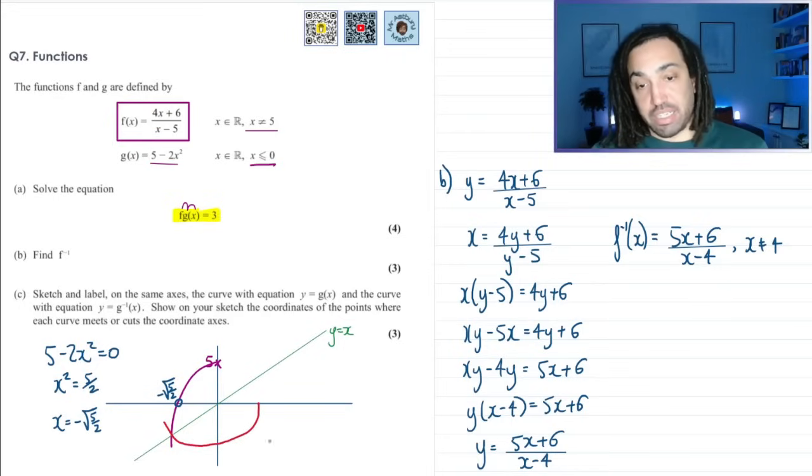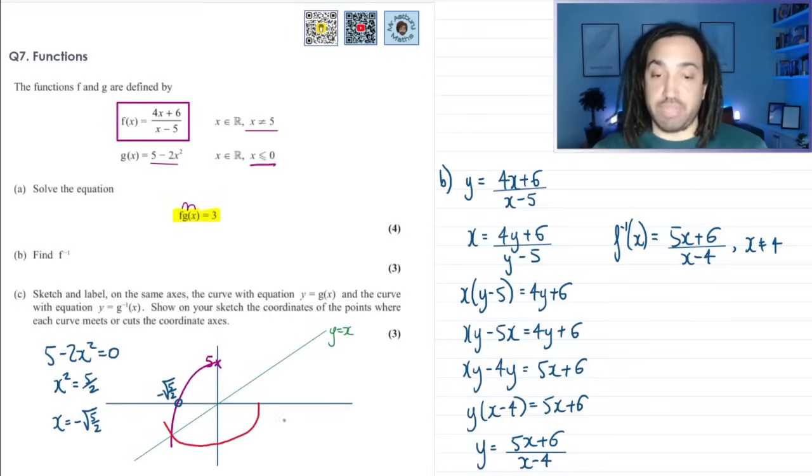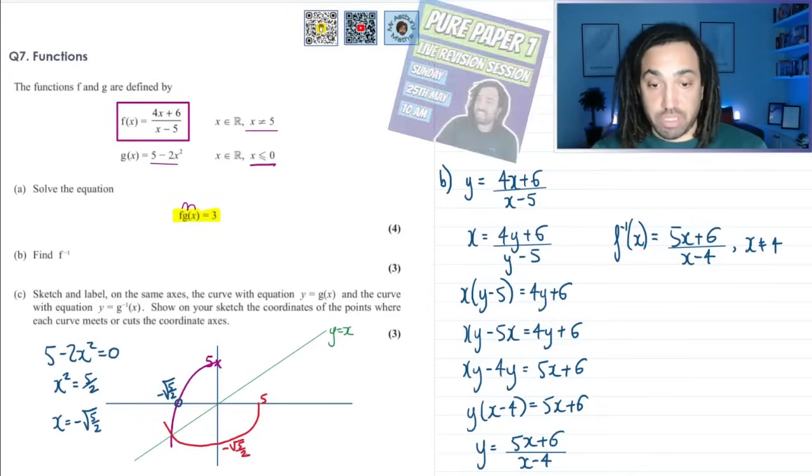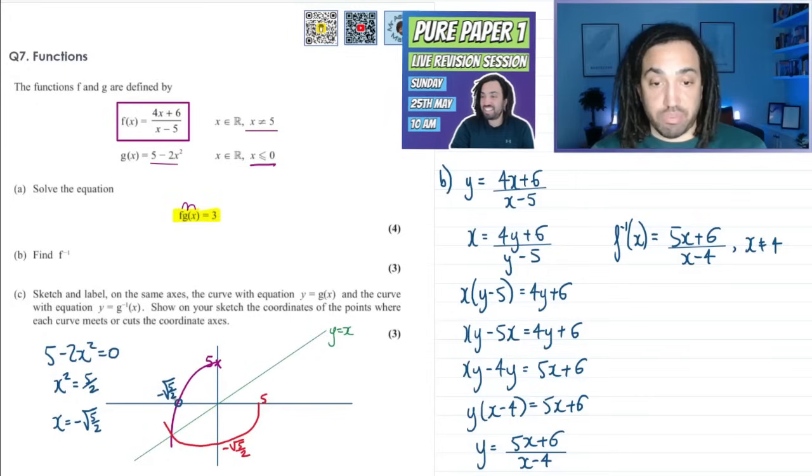And then like this. So that looks like a good reflection to me. So this point here will be 5, is the reflection of this point here. And this point here will be minus root 5 over 2, because it is the reflection of this point over here. Yeah, that's it. Job done.